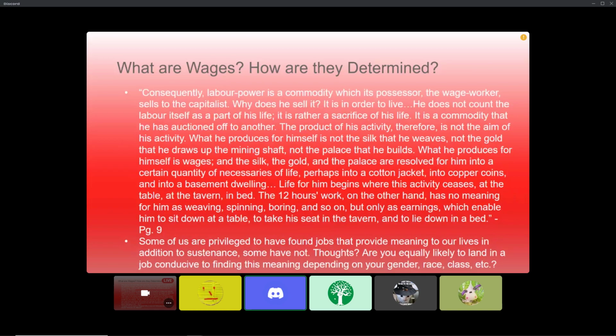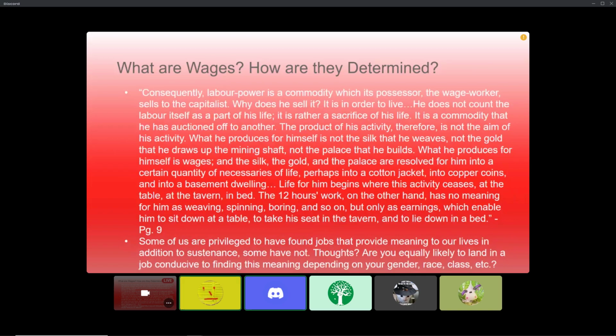What he produces for himself is wages, and the silk, the gold, and the palace are resolved for him into a certain quantity of the necessaries of life, perhaps into a cotton jacket, into copper coins, and into a basement dwelling. Life for him begins where this activity ceases, at the table, at the tavern, in bed. The 12 hours' work, on the other hand, has no meaning for him as weaving, spinning, boring, and so on, but only as earnings, which enable him to sit down at table, take his seat in the tavern, and to lie down in bed.